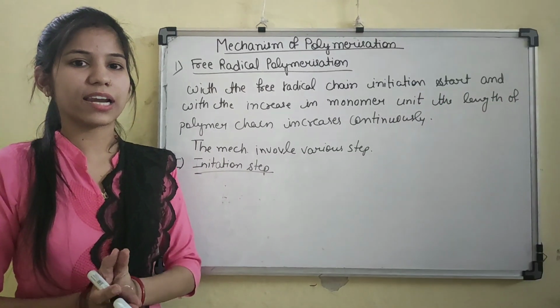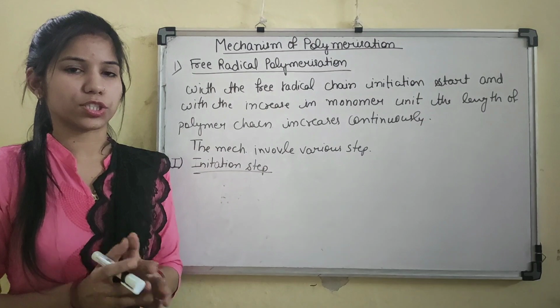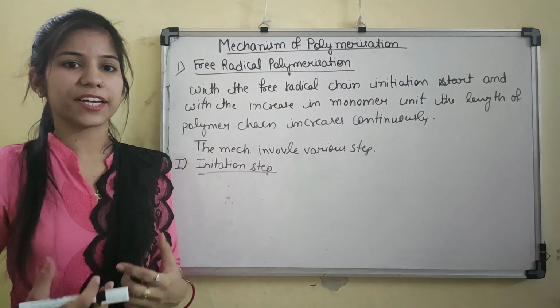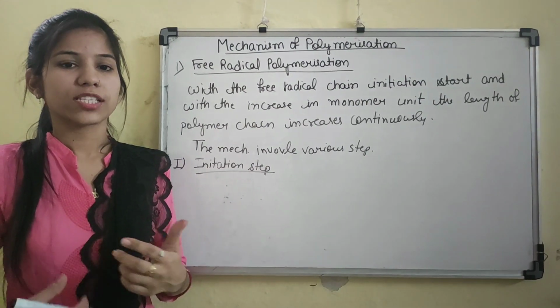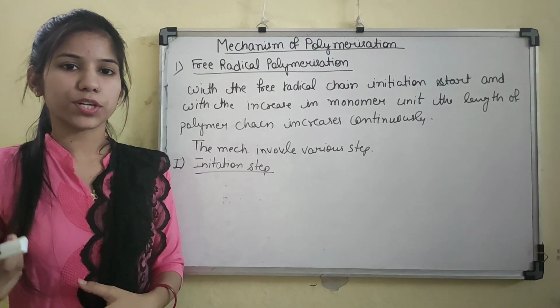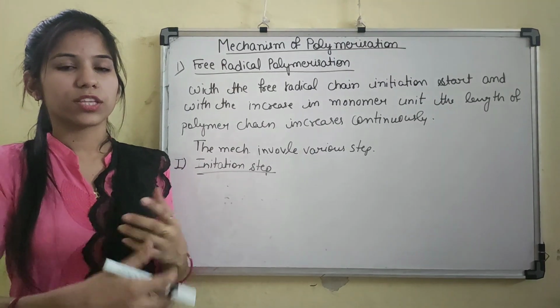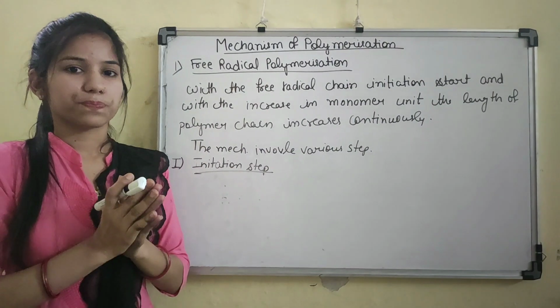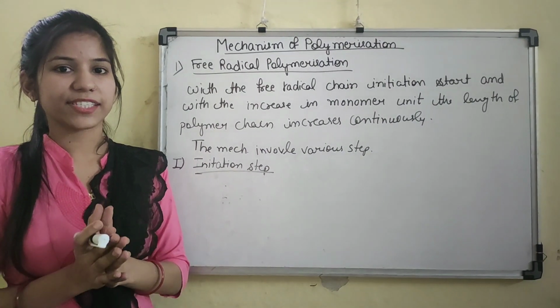In this video, we are learning the mechanism of polymerization. So start with free radical polymerization. In this free radical polymerization, the chain reaction starts with the initiation step. If the monomer units increase, the polymer chain length can increase. There are three steps involved.